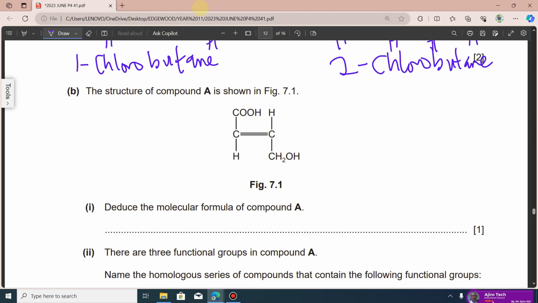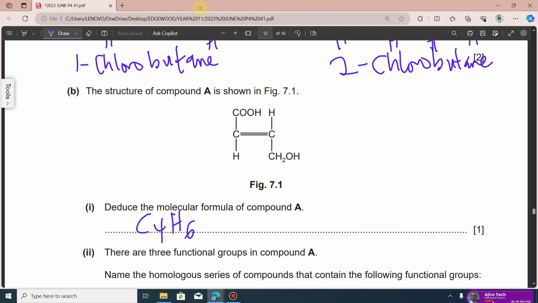So let's start with carbon. How many carbons are present here? 1, 2, 3, 4. So C4. Next thing is to count hydrogens. How many hydrogens are there? 1, 2, 3, 4. So 4 hydrogens. Are you sure we have 4 hydrogens? Let's go again. 1, 2, 3, okay, 4, 5, 6. So 6 hydrogens. So H6.